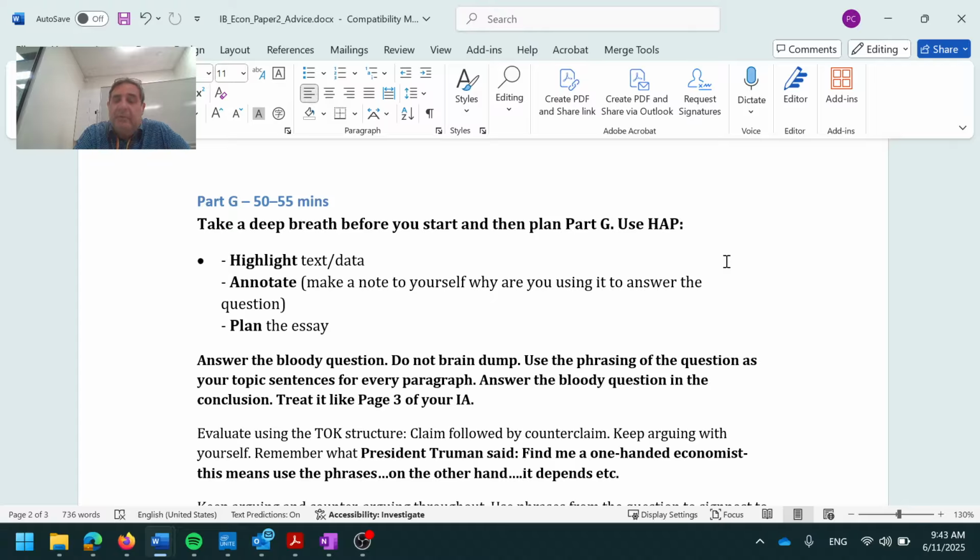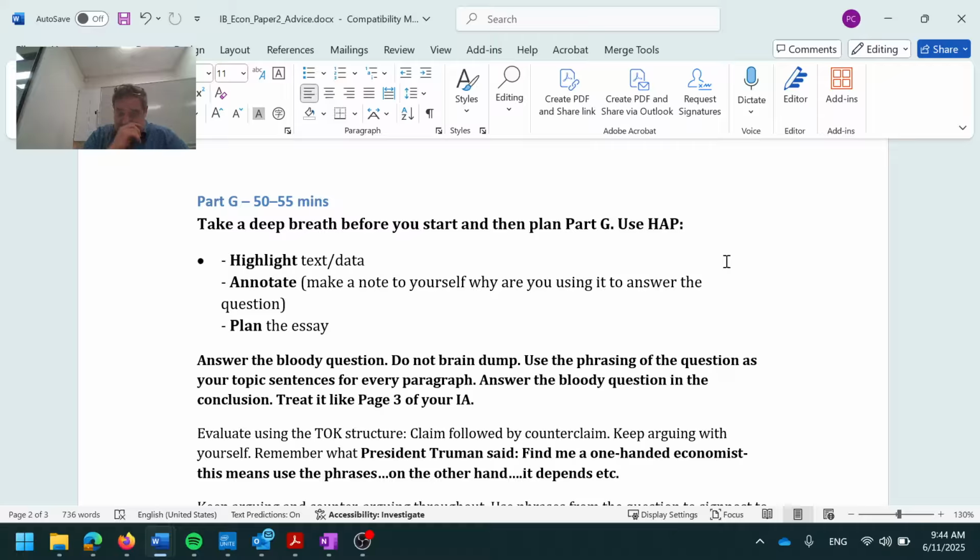Answer the bloody question in the conclusion too. So when you write the conclusion, make sure you've reached a judgment, a substantiated judgment, and make sure you actually explicitly answer the question that's been set. The big tip, it should look like, and you should write it like your page 3 of your IA.